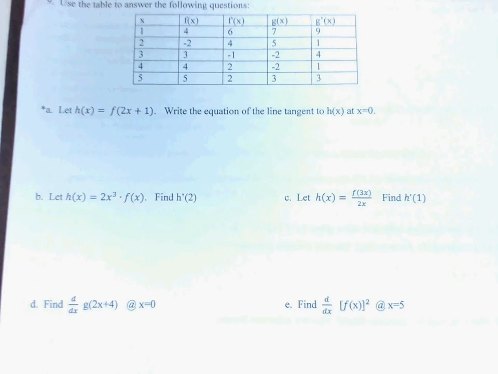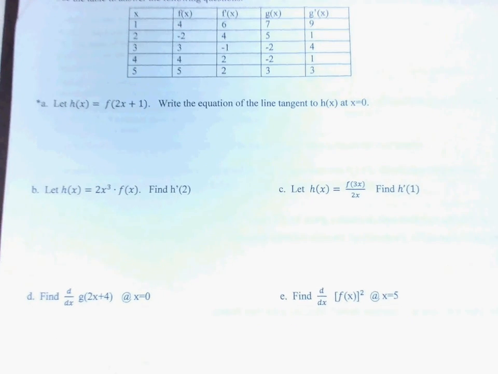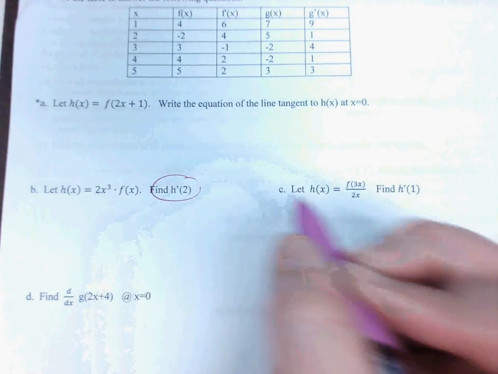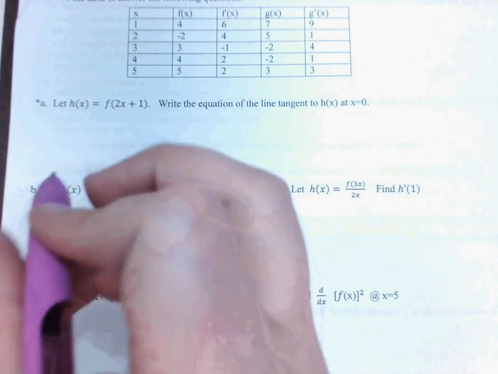Okay, let's start with the easier one though. Let's do letter B. Okay, look at it. You have h of x, you want h prime of 2. That means I'm taking the derivative. What rule are we using?